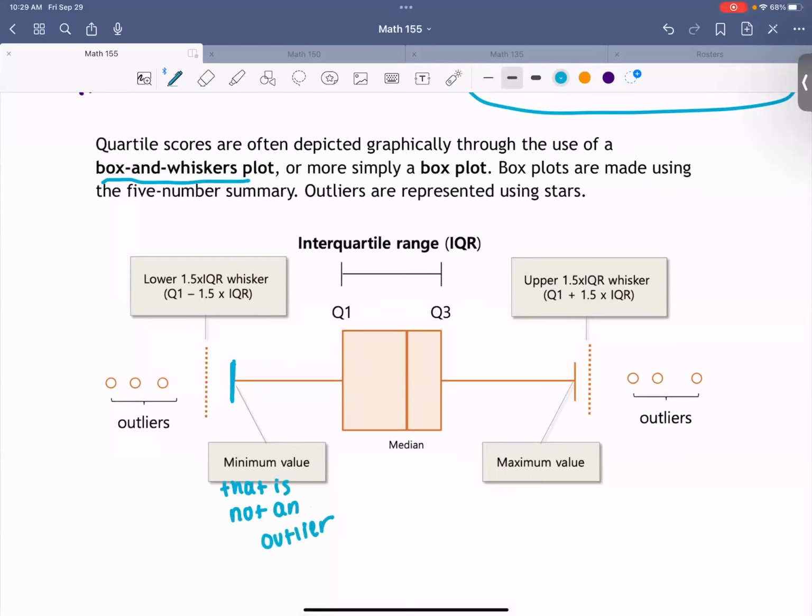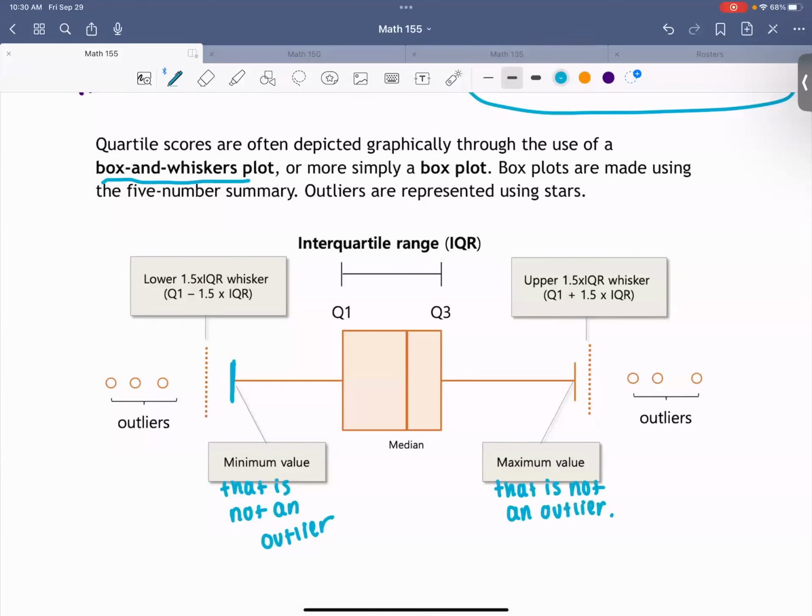And the reason for this is because we're already plotting our outliers. So we have to go to the one that isn't an outlier because, well, if it wasn't, then it would just go out to the outlier that I just plotted. Same thing for the max value. This is the max value that is not an outlier.